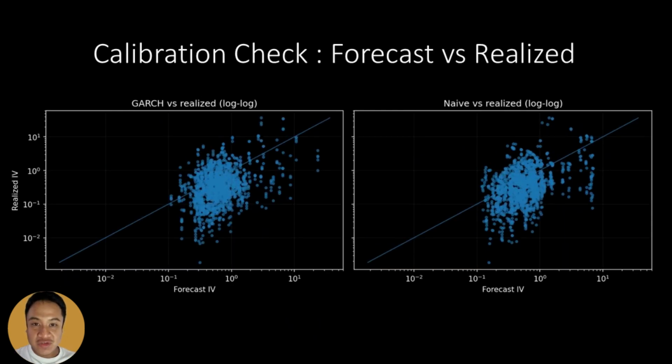This is the calibration view. Each dot is one forecast origin date. X-axis is forecast IV. Y-axis is realized IV. The diagonal line means perfect calibration. On log-log scale, we can judge the whole distribution. Small volatility days and huge volatility days.